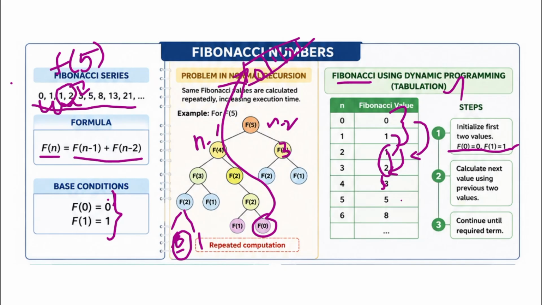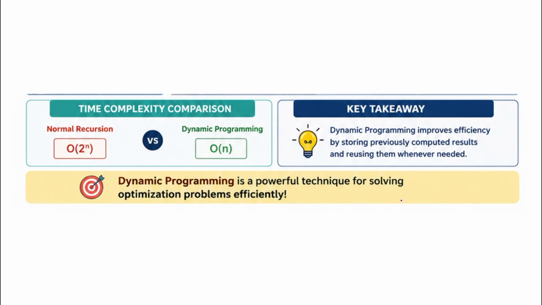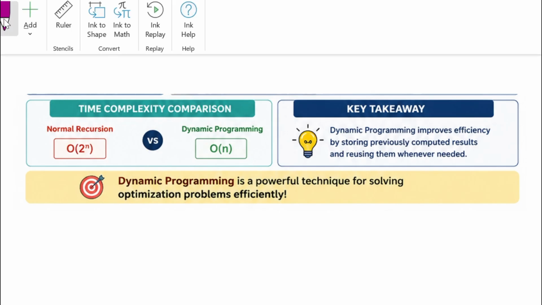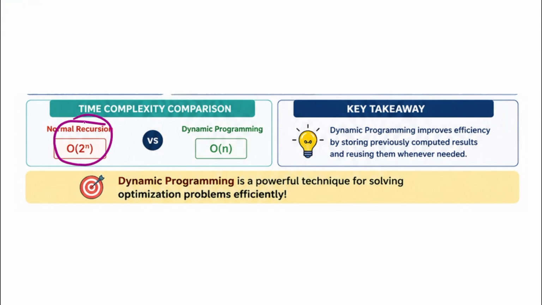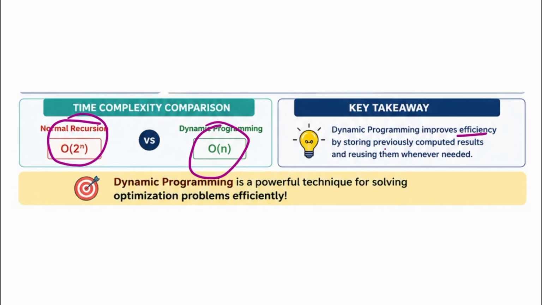So now we will discuss the time complexity of the two methods. Normal recursion takes 2 power n, so order of 2 power n time complexity, but dynamic programming takes only order of n. Dynamic programming improves efficiency by storing previously completed results and reusing them whenever needed. No need to calculate the same function again and again. Just maintain one table and store the calculated values inside the table. Those values are used for future calculations. This is dynamic programming. It's a powerful technique for solving optimization problems efficiently.